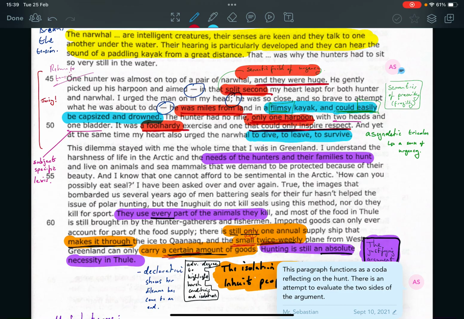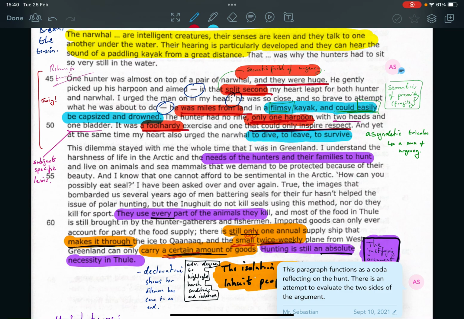He was miles from land in a flimsy kayak and could easily be capsized and drowned. Just pause there for a second. So you'll notice I've done these navy blue circles, and these help to slow down the sense of urgency. So we have a semantic field of urgency: split second, miles from land, foolhardy, only one harpoon. And yet the pace is continuously disrupted.